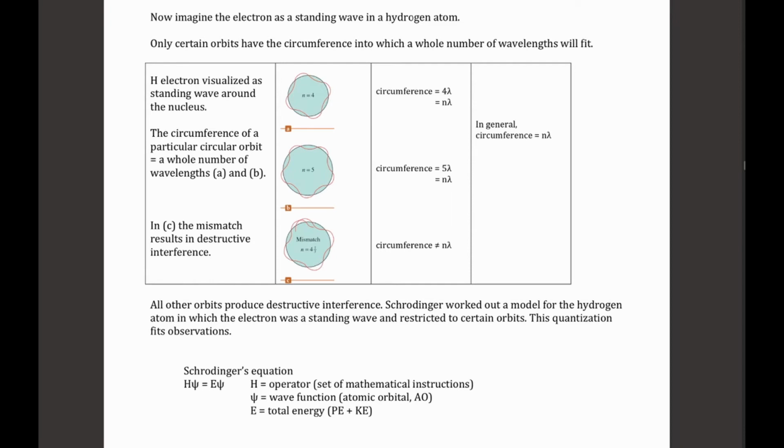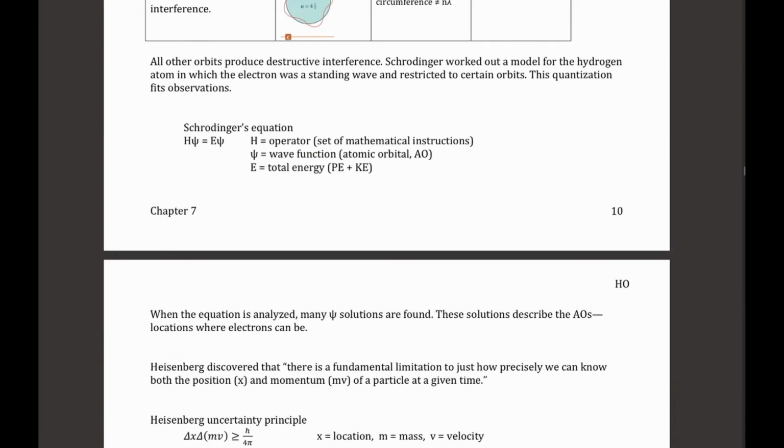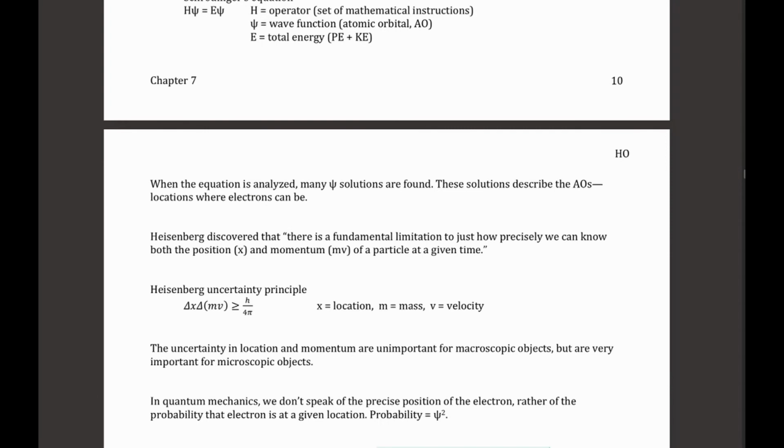Psi is called the wave function, and for us it's the atomic orbital. We're going to work a lot with atomic orbitals. It's an energy balance, and that's what the E there is. It's the total energy: potential energy, kinetic energy. We're certainly not going to solve Schrödinger's equation. Rather, we will talk about the results of it, the implications of it. We'll learn how to work with those.